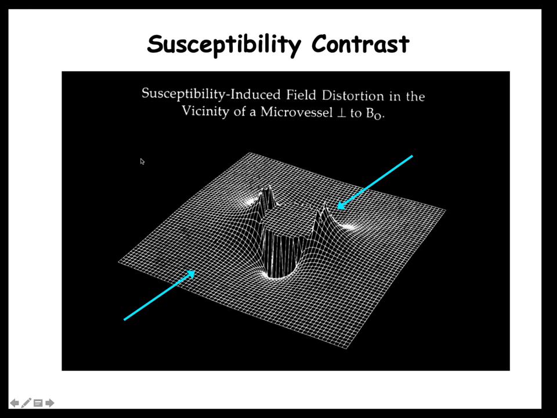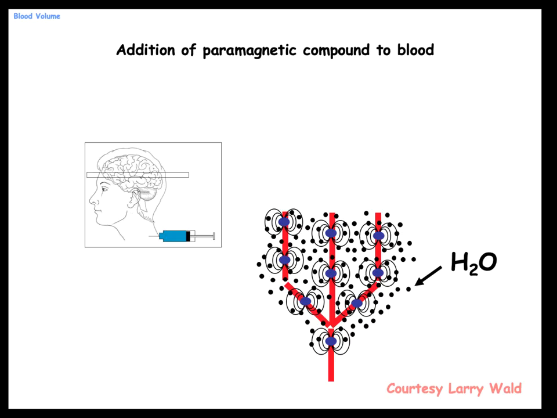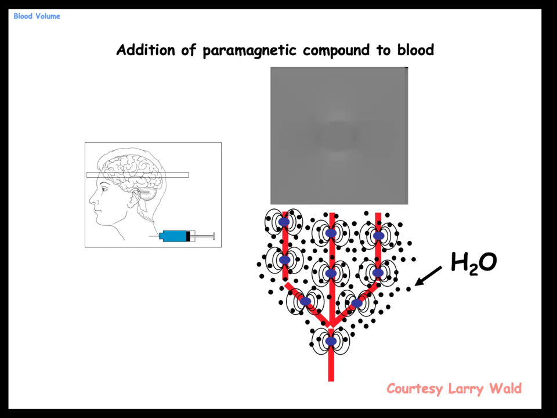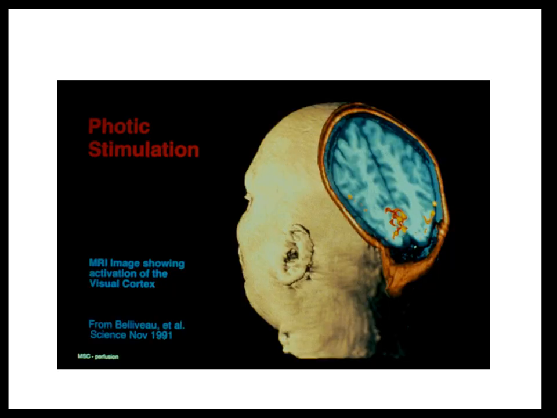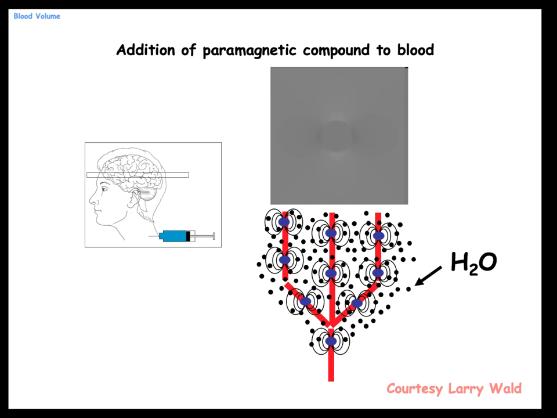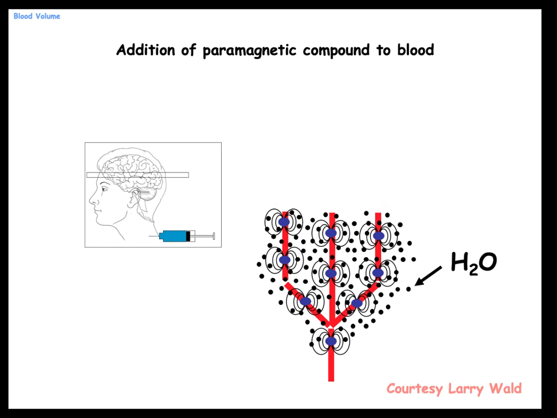So that's what causes that attenuation. And one other graphical depiction, this is courtesy of Larry Wald. You basically inject your gadolinium. This is a vessel. It washes in right here. Washes in. That sets up those distortions. And then it washes out, and you get that again. So that's what causes that signal drop.